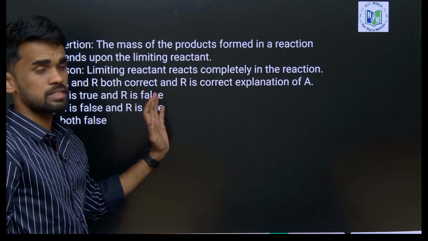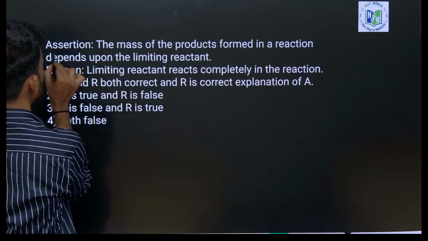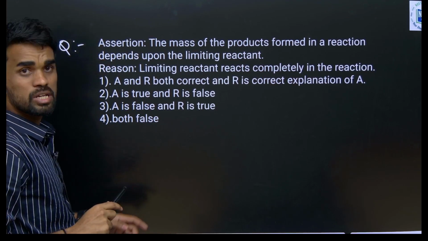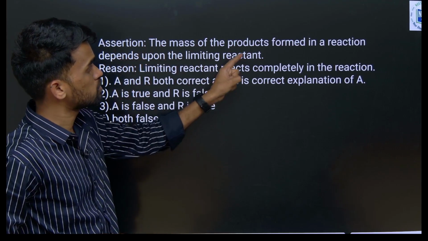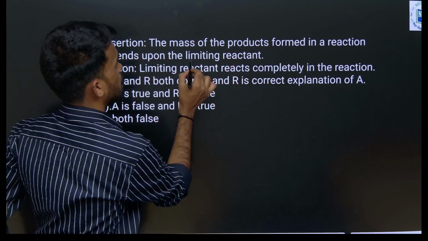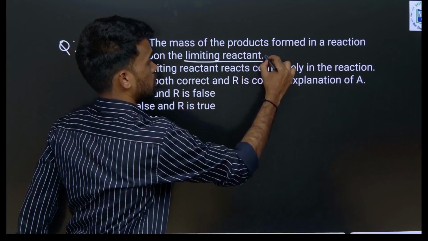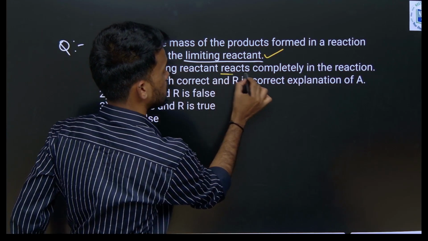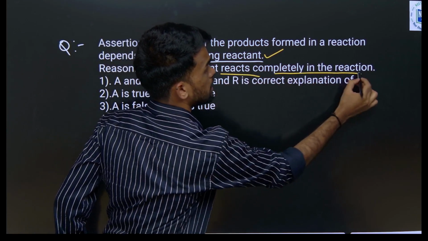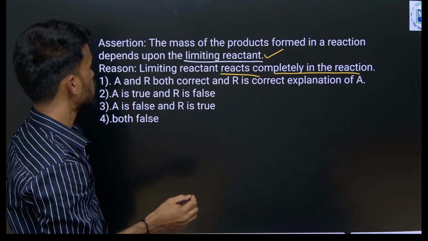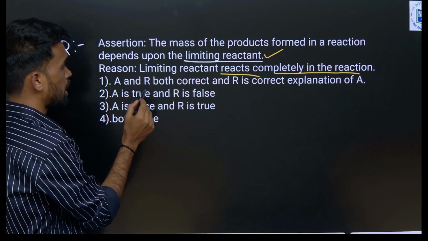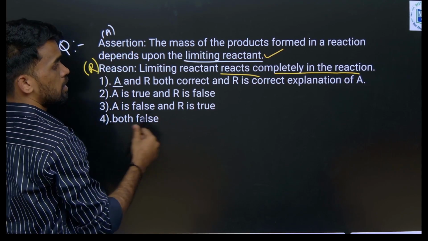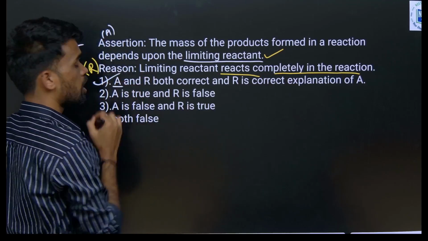Okay. So let us solve this question. Here we have a question with us. So what is the question? Here they mentioned assertion: the mass of products formed in a reaction depends upon the limiting reagent. Yes, right. Reason: the limiting reactant reacts completely in the reaction. Yes, it reacts completely in the reaction. So what we can say, assertion is A and reason is R. Both are true, right? And R is the correct explanation of A. So option A is correct.